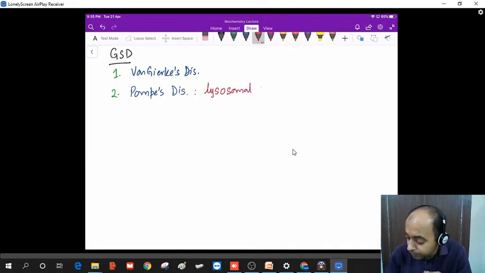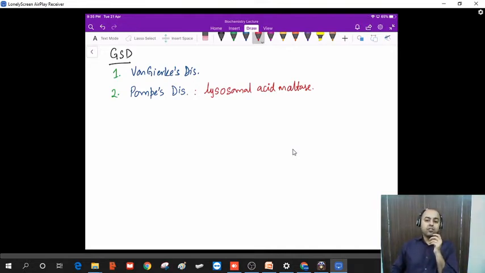Lysosomal enzyme is defective, which cleaves the alpha 1,4 and alpha 1,6 bond. It is known as alpha 1,4 and 1,6 glucosidase. The common name is acid maltase. Lysosomal acid maltase is defective in Pompe's disease.